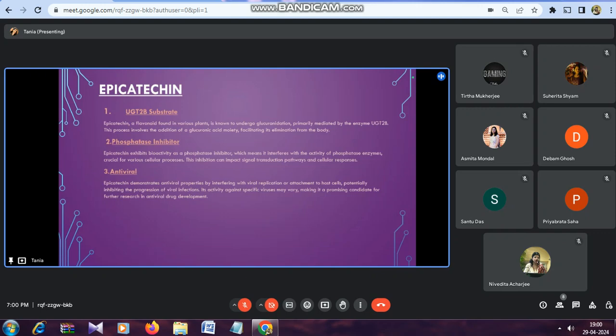Antiviral. Antiviral refers to substances that inhibit the growth and replication of viruses within the body. They are used to treat viral infections. Now, epicatechin has antiviral properties. It prevents viral replication. Its activity against specific viruses may vary, making it a promising candidate for further research in antiviral drug development.